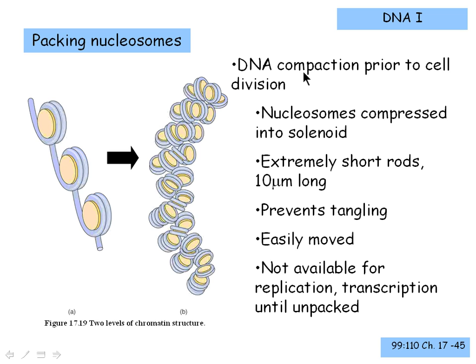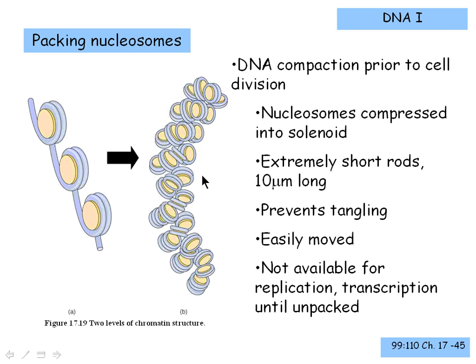So we want DNA to be compacted prior to cell division, because we don't want our DNA to be flopping around, tangled up with itself or other proteins or anything else, or get damaged in any way or cleaved. So prior to cell division, we compact our DNA. But what happens is that nucleosomes fold around each other and form irregular shaped solenoids. And these are extremely short rods. They're about 10 micrometers long.